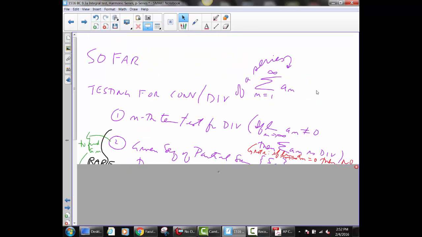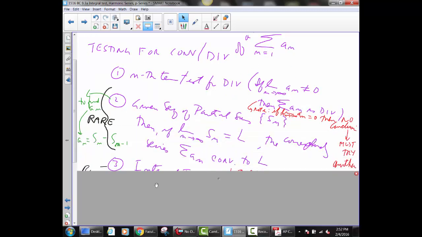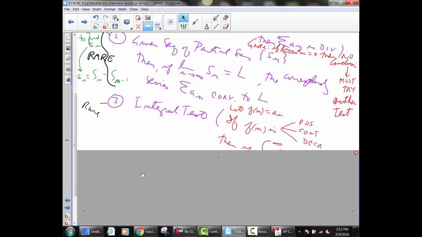So every once in a while, I'm going to recap all the different things we know. So far, testing for convergence or divergence of a series, a_n. There's the nth term test for divergence, which states that if the limit as n goes to infinity of a_n is not 0, then the series a_n is divergent. If that limit is 0, then there's no conclusion. Given the sequence of partial sums S_n, if the limit as n goes to infinity of S_n is equal to some number L, then the corresponding series converges to that number L. And of course, to find a_n, there's your formula, S_n minus S_(n-1).